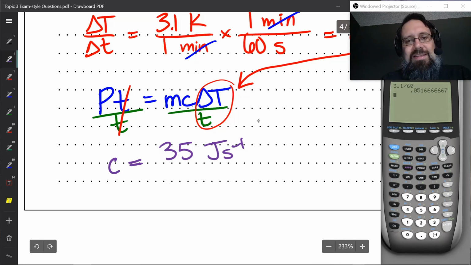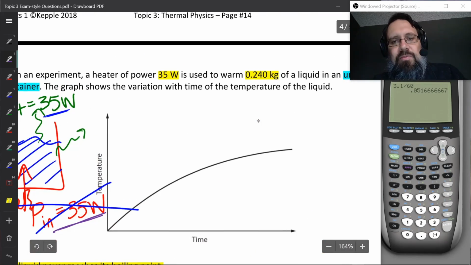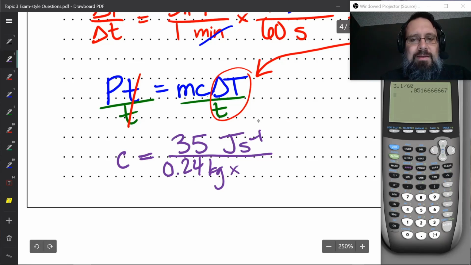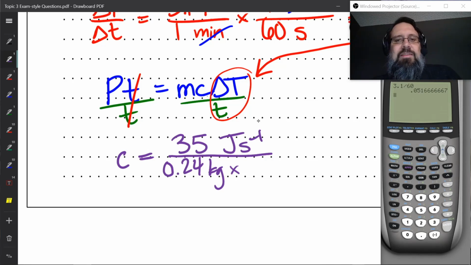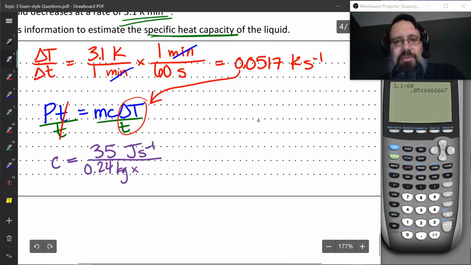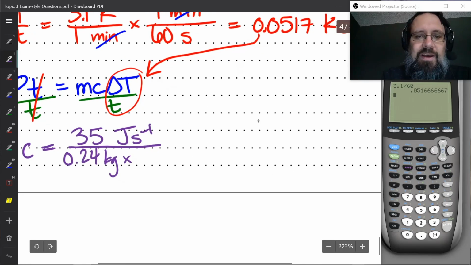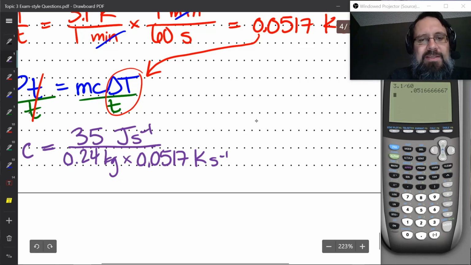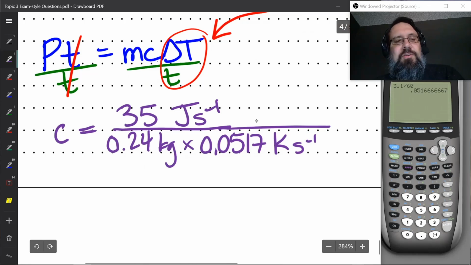I'm trying to find the C, so I need to divide by the mass. I told us the mass was 0.24 kilograms. I'm just going to verify that because I might have forgotten it. 0.24 kilograms, nailed it. And then we're going to divide by this rate of change of temperature. We're going to divide that to the other side, which means we're going to need to put that on the bottom as well. 0.0517 Kelvin per second.